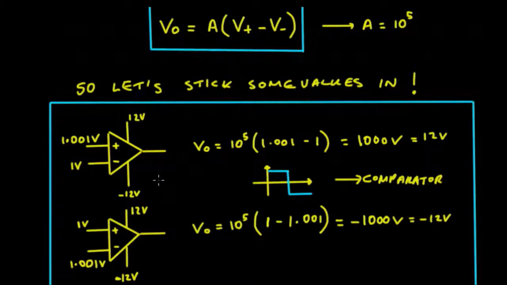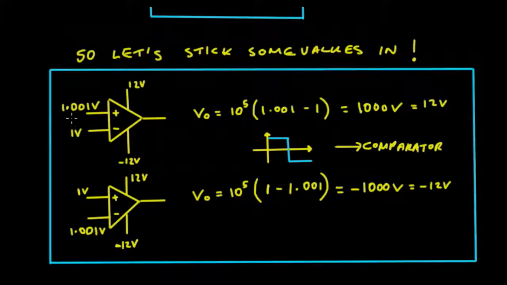Now, if we were to do it the other way round, if we were to put the 1.001 volts on this pin here, the negative pin, and the 1 volt on the positive pin, then we're going to get a number, but it's going to be a very small negative number, and if we multiply that by 10 to the 5, we're going to get minus 1000, but obviously we're not going to get minus 1000 volts in output, we're going to get just the power supply, so we'll get our minus 12 volts in output.